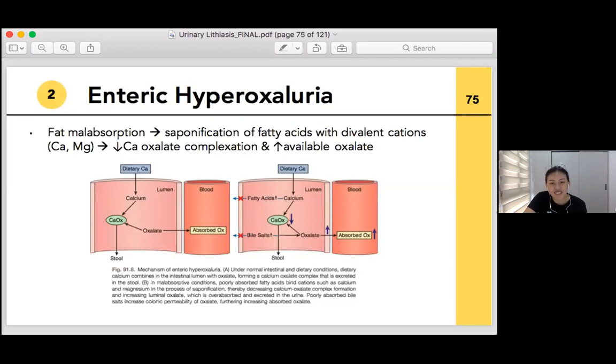So the second type was the enteric hyperoxaluria, which is the most common cause of acquired hyperoxaluria and is associated with chronic diarrheal states because the fat malabsorption results in saponification of fatty acids with divalent cations like calcium and magnesium, which reduces calcium oxalate complexation and increases the pool of available oxalate for reabsorption.